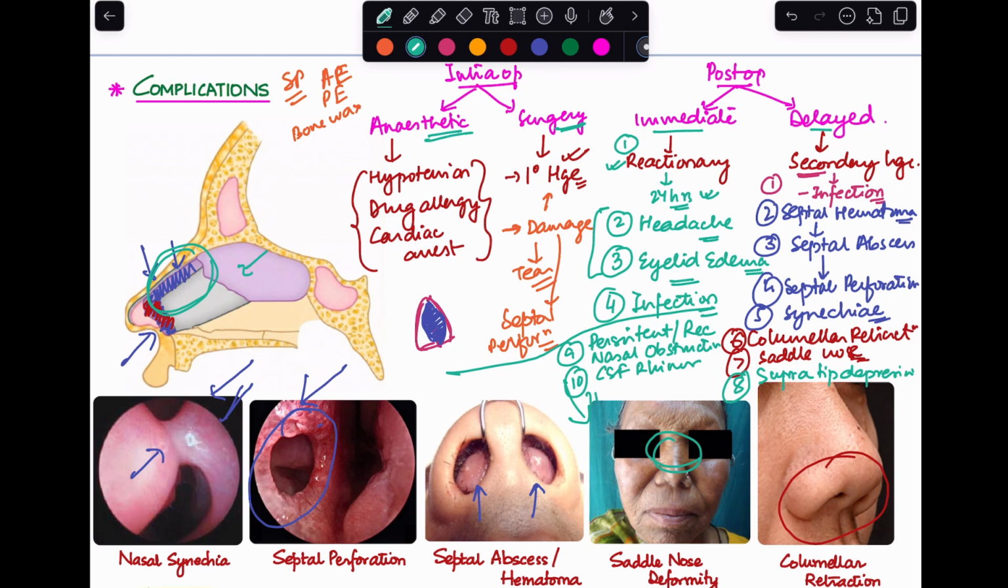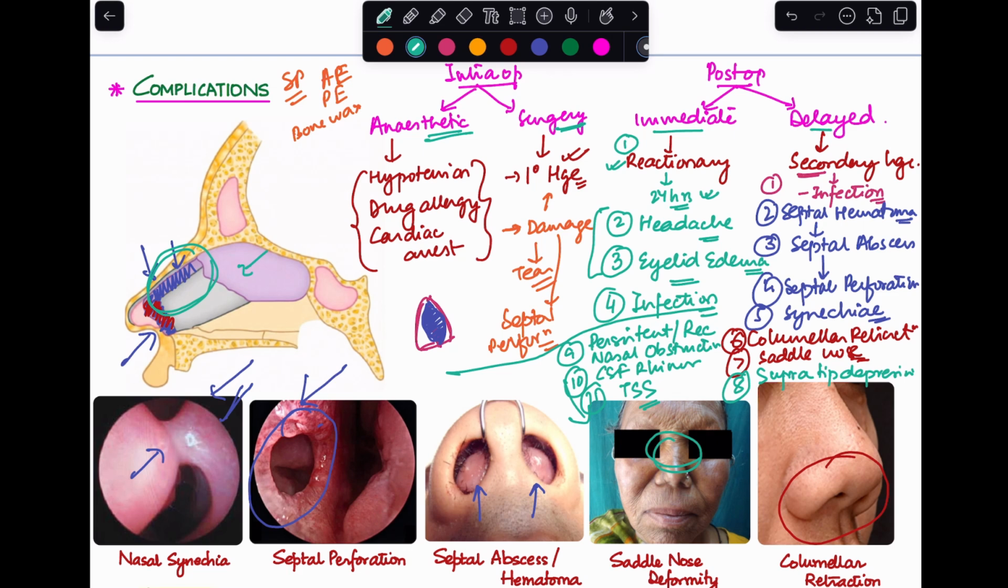And lastly, our last complication is toxic shock syndrome. And this is a very rare complication. This can happen because of nasal packing being left too long, because of staphylococcal exotoxin getting released from there, which leads to toxic shock syndrome, where the patient will complain of high fever, diffuse rash formation, hypotension developing.